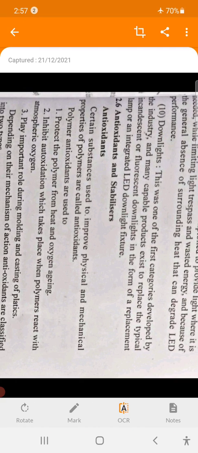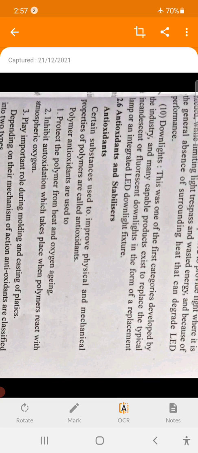Certain substances used to improve the physical and mechanical properties of polymers are known as antioxidants. Antioxidants are chemicals which are required to be added to the polymer material during manufacturing, and these materials are essential so as to improve the physical and mechanical properties of the polymer materials.